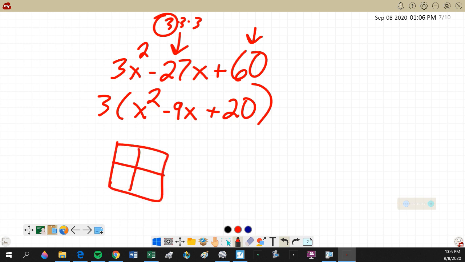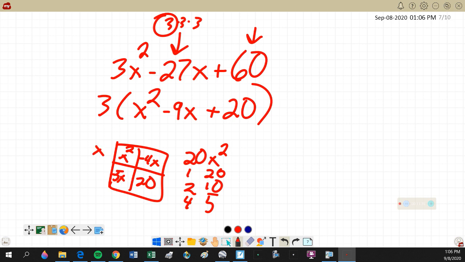So draw the box. X squared and 20. Multiply those together. 20x squared. So 1 and 20, 2 and 10, 3 does not work, 4 and 5. Can I build a negative 9 using a pair of those? Negative 4x and negative 5x. So x minus 4, x minus 5, and don't forget the 3. 3 times x minus 4 times x minus 5.